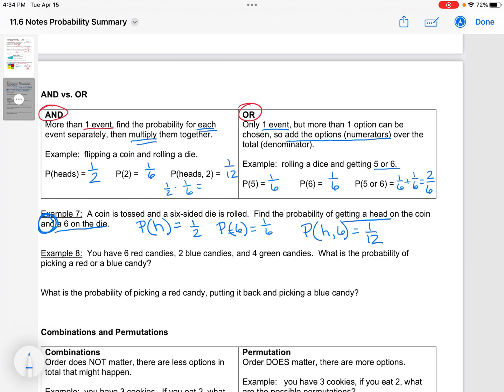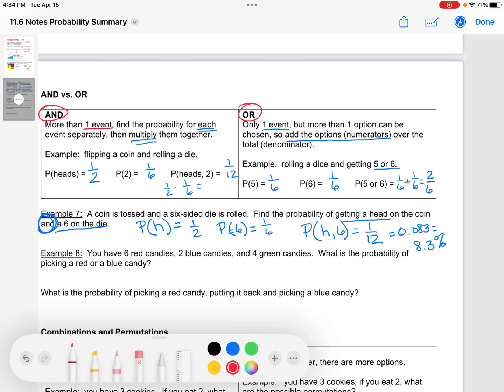And then you could also turn that into a decimal or a percent if you remembered what 1 divided by 12 is, because you would just divide it. So you would get 0.083 or 8.3%. Not a very good chance of getting a heads and rolling a 6.